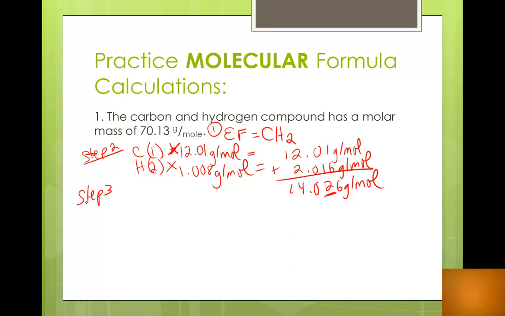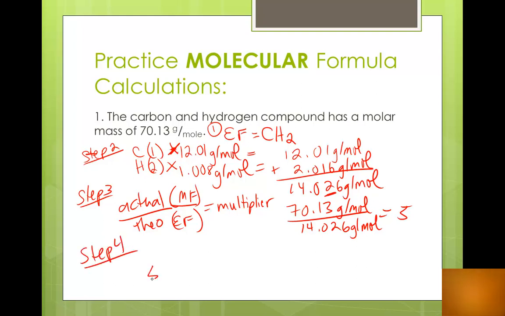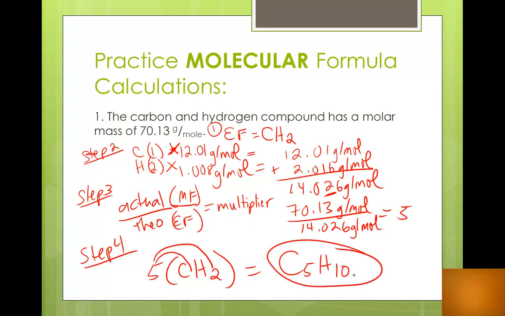Step three, I take my actual over theoretical. Remember, this was our empirical formula molar mass. This is what was given to us in the problem as the molecular formula molar mass. And I get a multiplier. So I will take my actual, which is 70.13 grams per mole over 14.026 grams per mole, and I get roughly about 5. Step 4, I take 5 times my empirical formula, I distribute the 5 to everything, and I get C5H10. And this is my molecular formula.